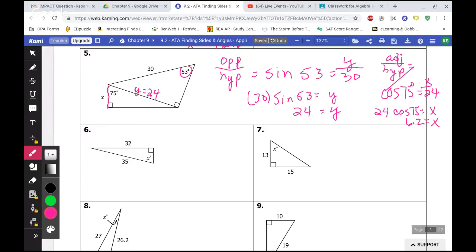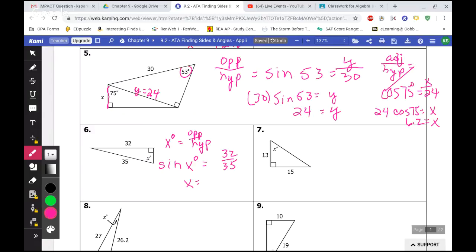All right. Now, these are where you start with the inverses of sine and cosine. So we're looking for the angle measure. We're given x as the angle, and we have opposite over hypotenuse. So what trig ratio is that one? Sine. Sine x equals 32 over 35.